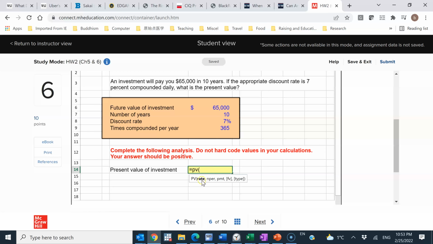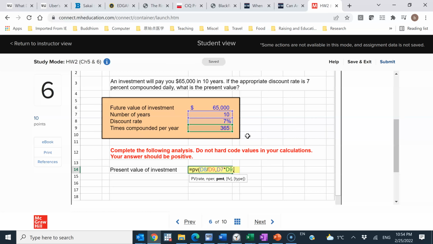The first argument is the interest rate. But as we said, here the interest rate needs to be in daily format. So basically need to divide this. By default, every interest rate is coded annually. So we need to divide this by the number of days within a year. And the second argument is the number of compounding period, right? So in this case, it's going to be 10 multiplied by the number of days within each year.